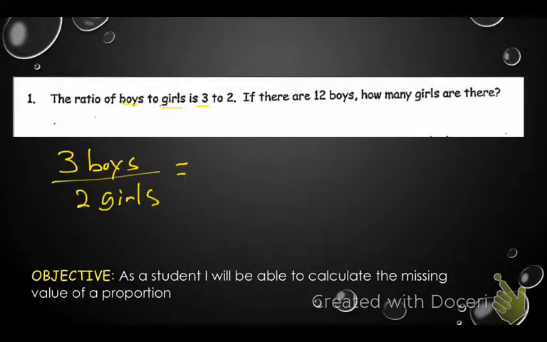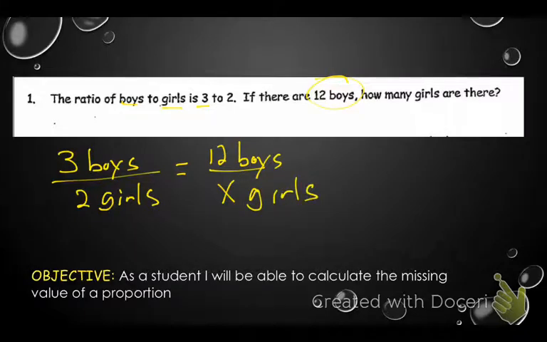Now, it says if there are 12 boys. Well, I'm going to write in my second side of my proportion, I'm going to write the boys in the same line. They must line up. That means they must be in the same line. You see that they're both at the top. And it says how many girls are there? Well, I don't know how many girls, so I'm going to write X girls.